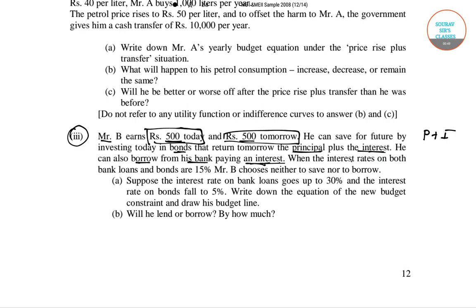Now when the interest rates on both bank loans and bonds are 15%, Mr. B chooses neither to save nor to borrow. In option A it is asked: suppose the interest rate on bank loans goes up to 30% and the interest rate on bonds falls to 5%. Write down the equation of the new budget constraint and draw his budget line.